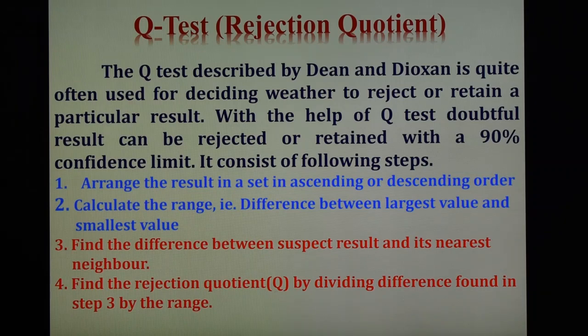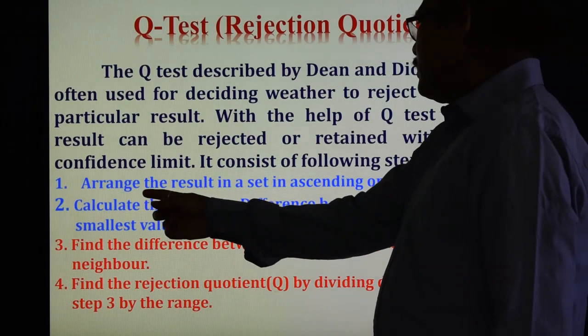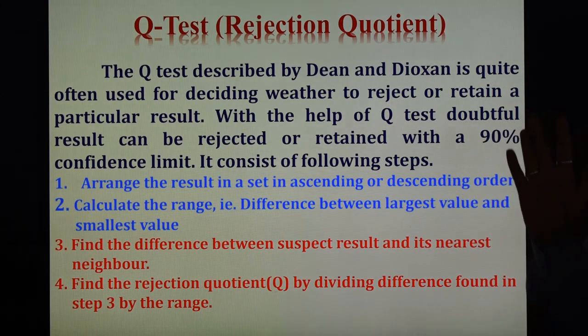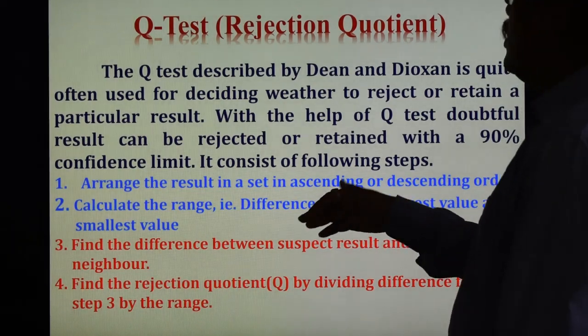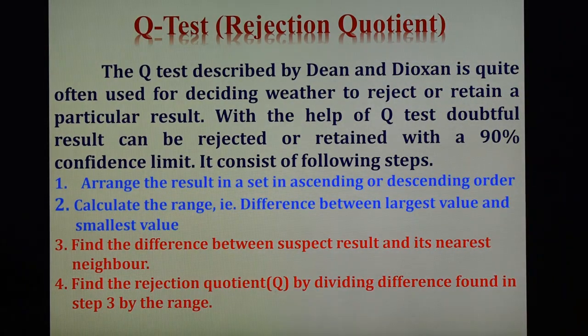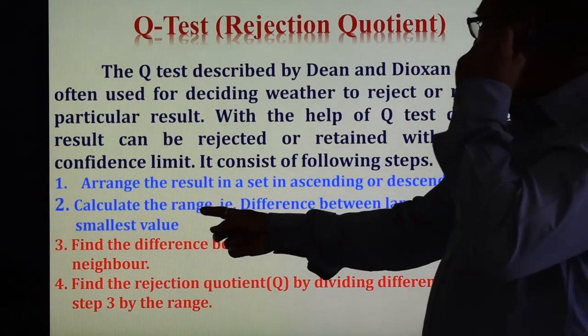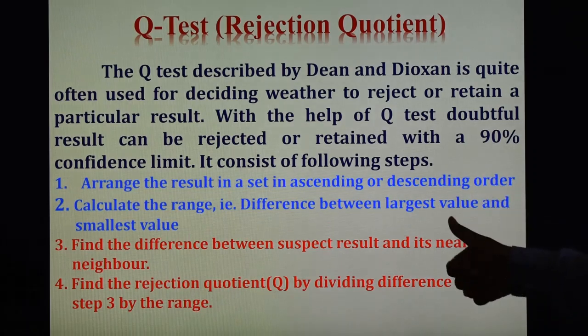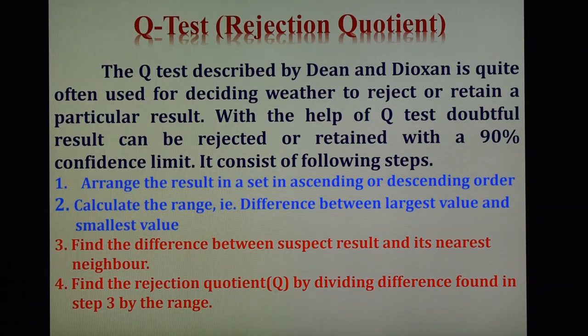The first step is to arrange the results in a set in ascending or descending order. If there are 5 values, arrange them in ascending or descending order. The second step is to calculate the range, and the range is the difference between the largest value and the smallest value in the set.